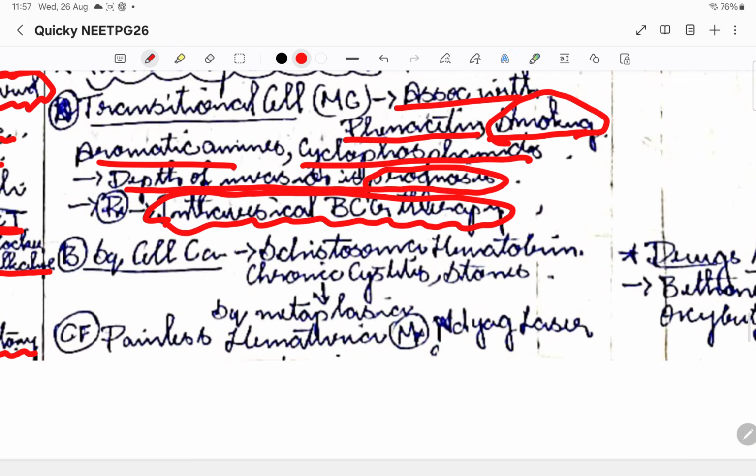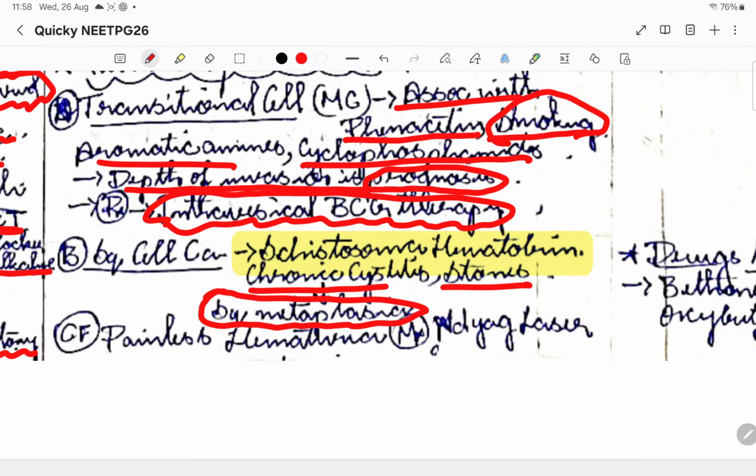Then coming to squamous cell carcinoma, this is very, very important. Please note that Schistosoma haematobium will be causing the squamous cell carcinoma. If it is Schistosoma mansoni, it is going to be cholangiocarcinoma, which we discussed in hepatology, right? Cholangiocarcinoma by Schistosoma mansoni, whereas Schistosoma haematobium causes squamous cell carcinoma. Please remember this. Also, chronic cystitis and stones are risks: chronic cystitis will lead to squamous cell metaplasia, which will lead to carcinoma of the bladder.